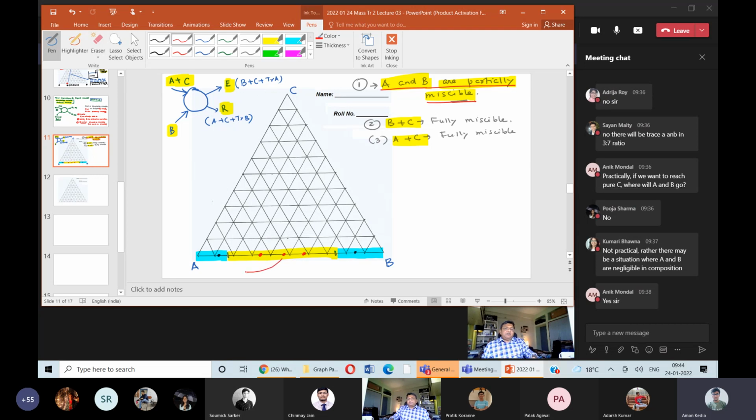And they will simply split up into these two compositions. Is it clear to all of you? We are not talking about the ternary system yet. We are on the line AB, and therefore, as of now, we are talking only about the binary system. Is it clear to all?